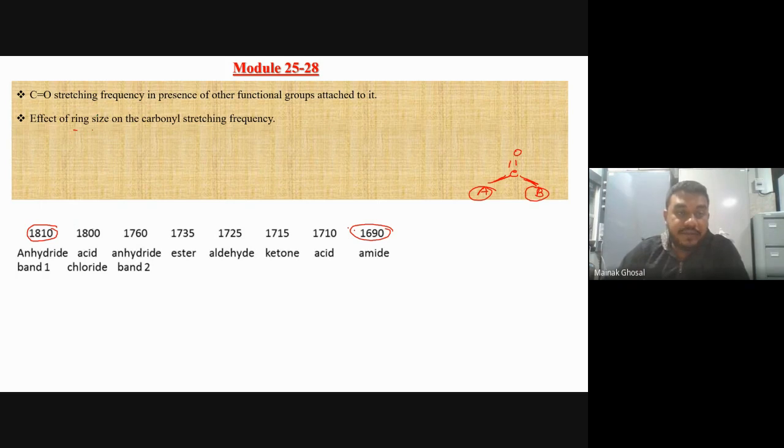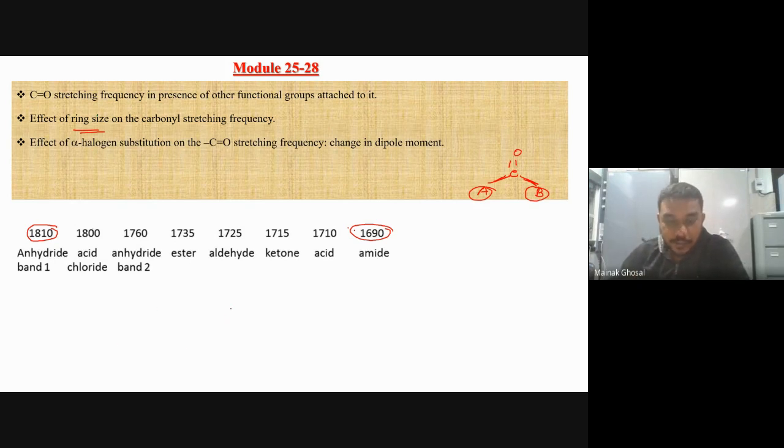The position can change by 100 centimeter inverse. Now, the effect of ring size on carbonyl stretching frequency. This I will not talk about now. I will solve a question, then you will be able to understand, and I will discuss that again. Okay, the effect of alpha halogen substitution on the carbonyl stretching frequency. That is, suppose the cyclohexane is here.